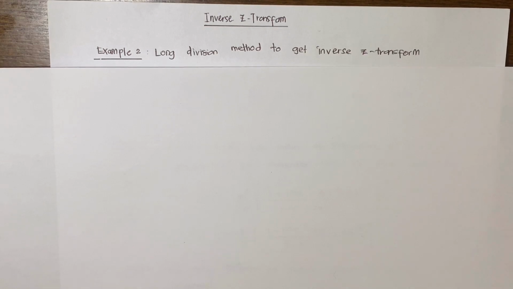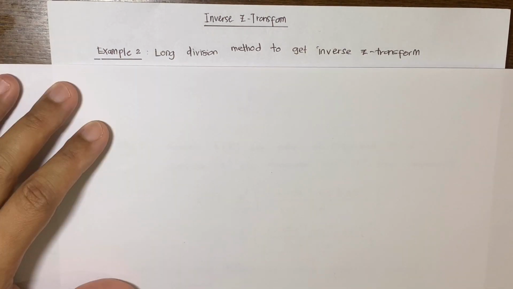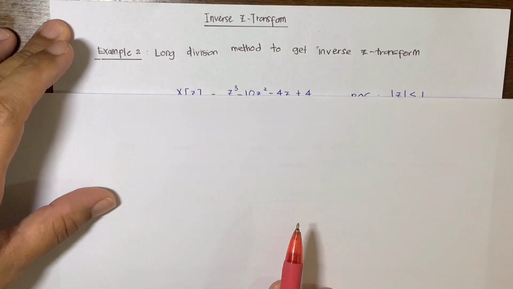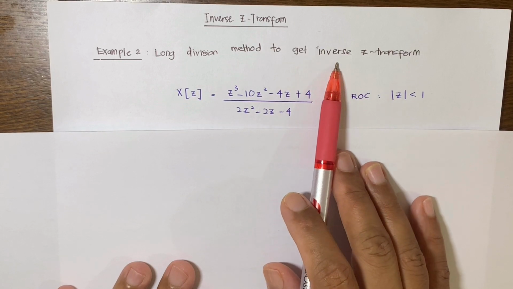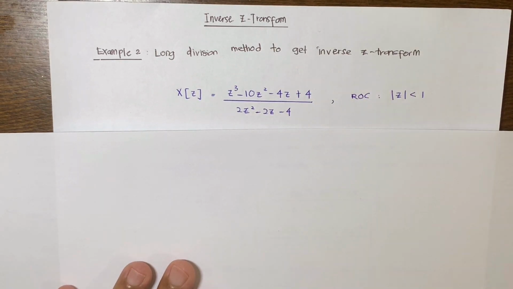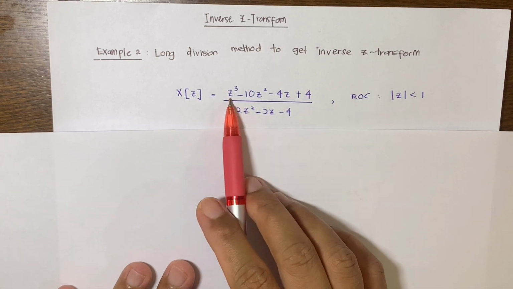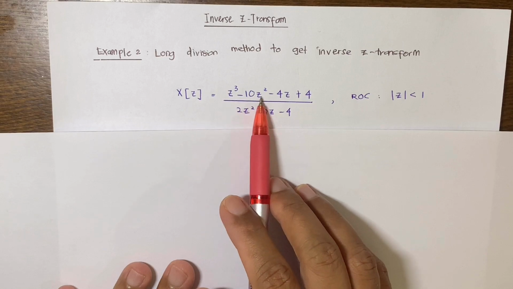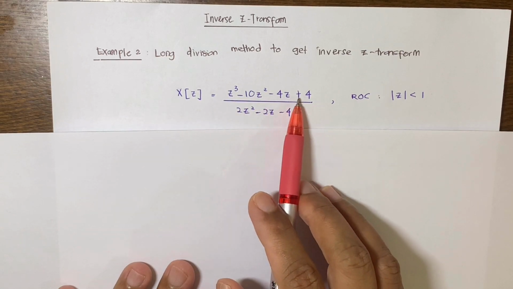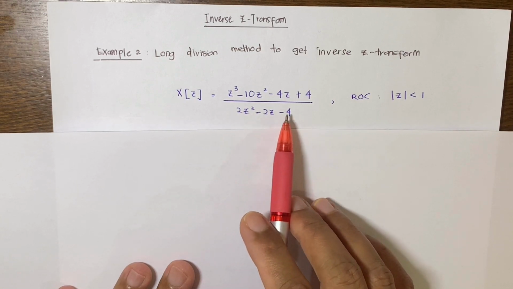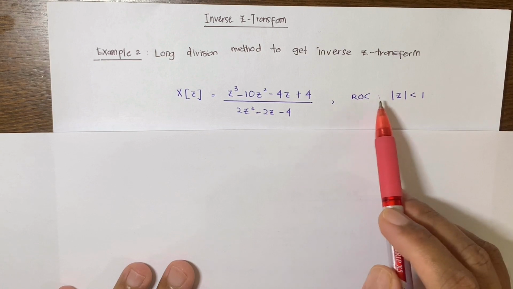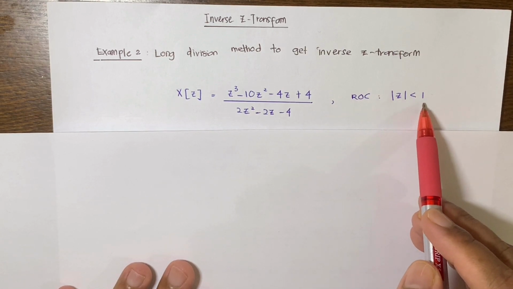In this video, I will explain example 2. The question asks you to use the long division method to get the inverse Z transform. Given the expression of the Z transform is (Z cubed minus 10Z squared minus 4Z plus 4) divided by (2Z squared minus 2Z minus 4), and the ROC given is |Z| less than 1.